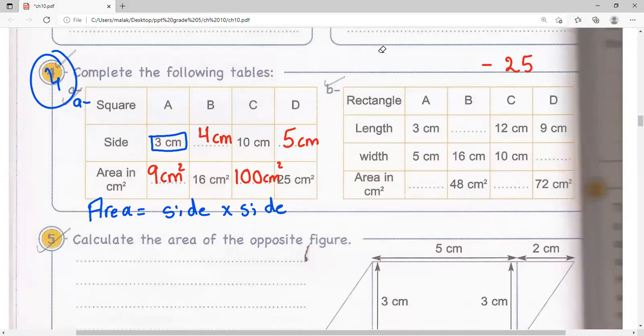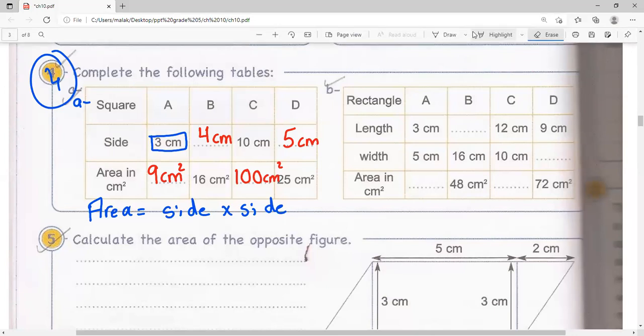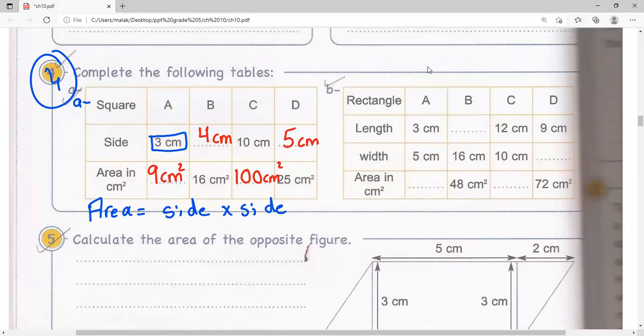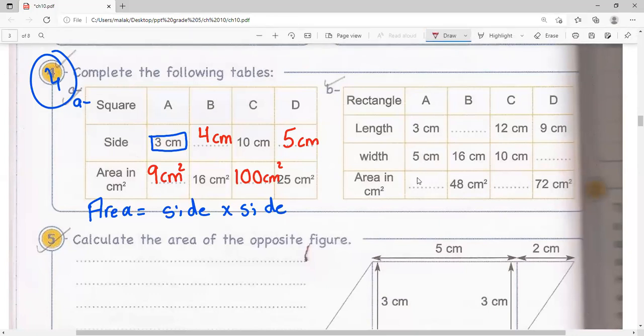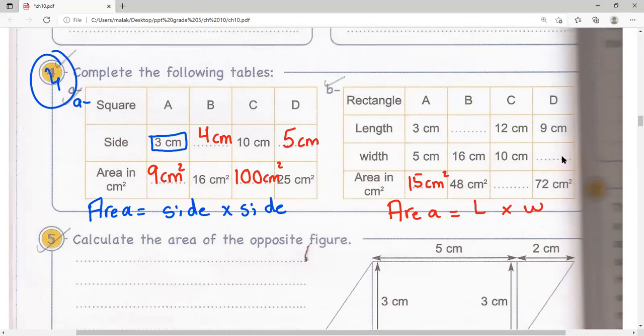Miss, I was in the bathroom when you explained the rectangle, but the square I know. Okay, now we explain the rectangle. The first one: length 3, width 5, find its area. We multiply them, 3 times 5 is 15. So the area is 15 centimeters squared. Excellent. So what is the general rule for the area of a rectangle? It's length times width. Bravo.